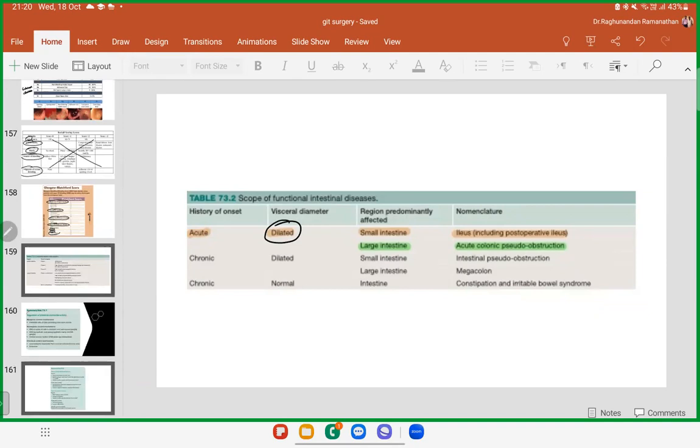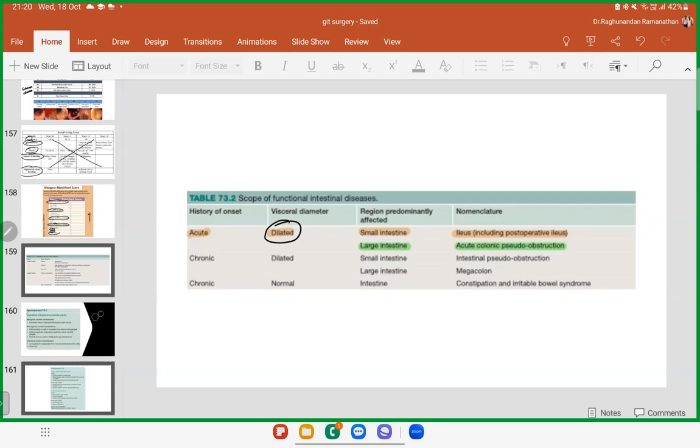Why do we call it adynamic? What basically happens here is there is a congenital megacolon or Hirschsprung disease. So basically your muscles are not going to function. Since your muscles are not going to function, why are the muscles not contracting? Because of the loss of nerve supply.